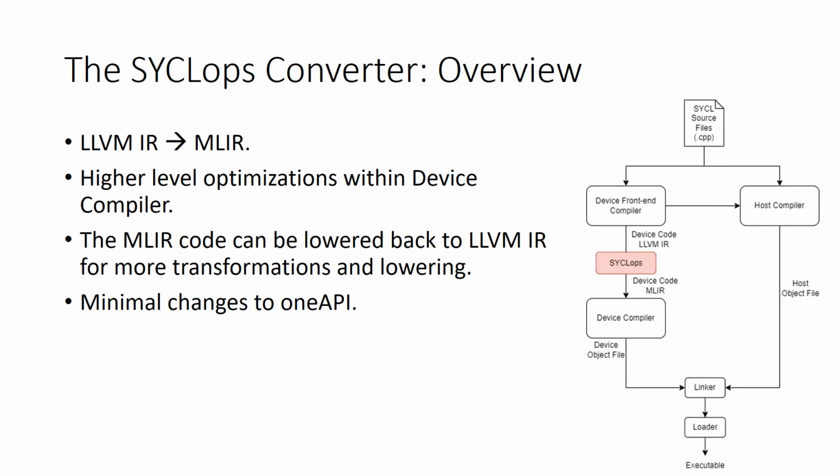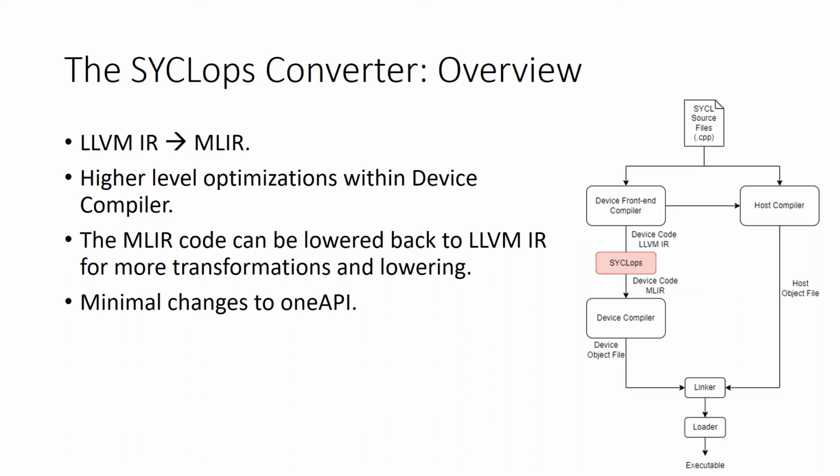SYCLops is a converter capable of taking LLVM-IR code generated by OneAPI's device front-end compiler and converting it into MLIR. This would allow the device compiler to make use of the many high-level optimizations found in MLIR before optimizing in LLVM. The MLIR code can then be lowered back to LLVM and lowered as normal for the device. Notice this performs minimal changes to the current implementation of OneAPI's SYCL.